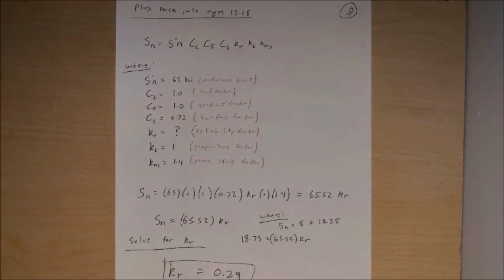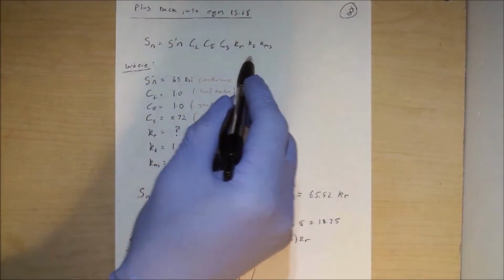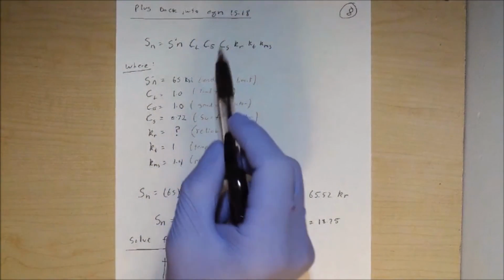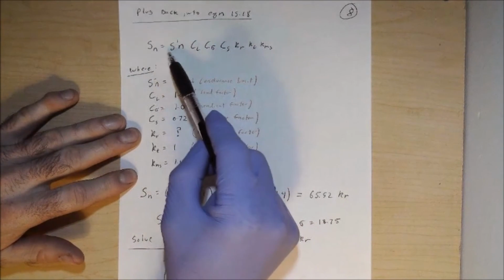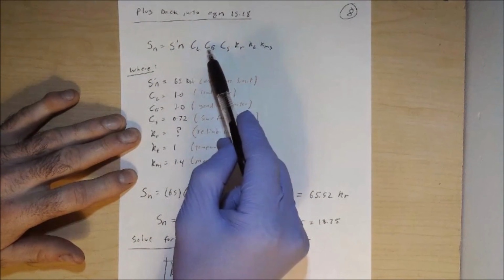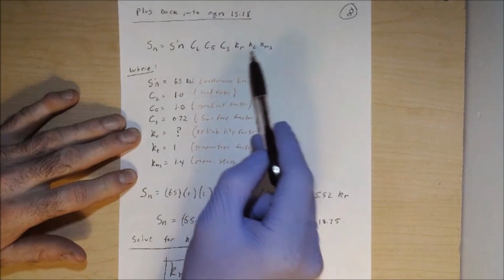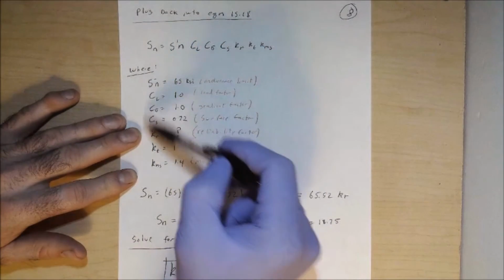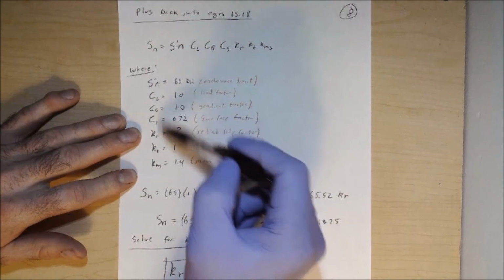So now we can take all that information for these individual variables that we found and go back to equation 5.18. We have now S sub n again is equal to S sub n prime times C_L, C_G, C_S, K sub R, K sub T, K sub MS. With all what I've written down here is everything that we just solved for that we can plug back in.